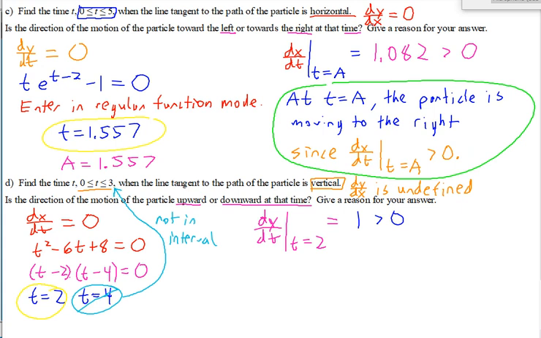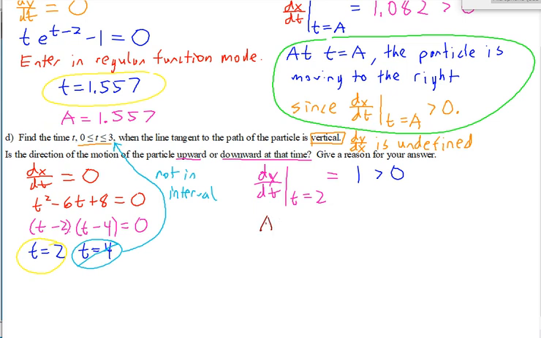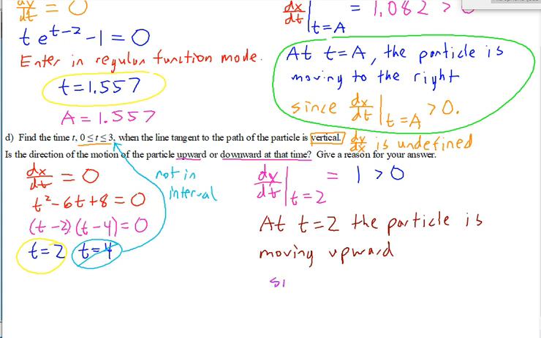So we can say at t equals 2, the particle is moving, let's say up or upward is how it words here. And your reason would be since dy/dt at t equals 2 is greater than 0.